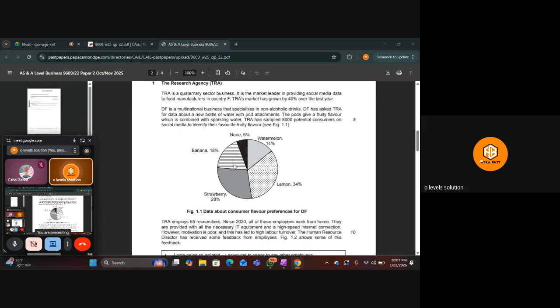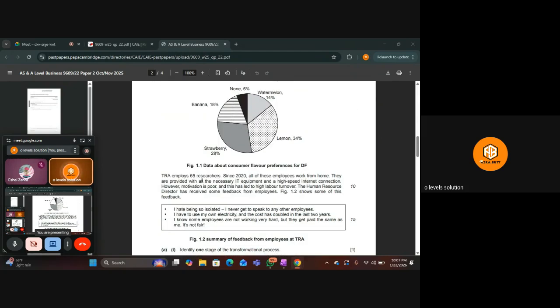So now it depends on whether this data is reliable or not, because the sample is only 8,000 people. It means that maybe this data might not be reliable because of the sample size, because of course it's not possible to take data from the whole population.